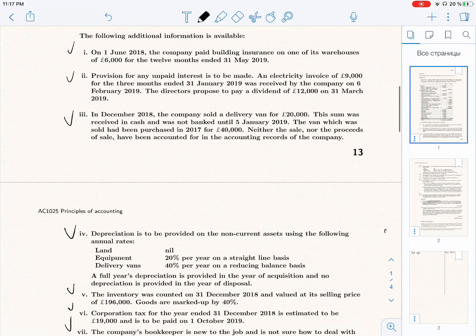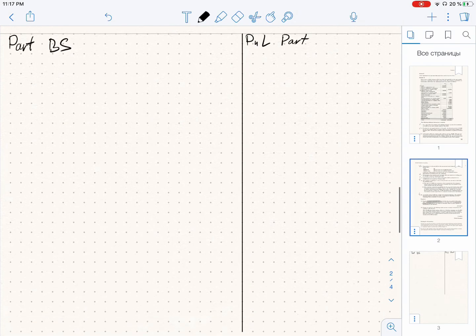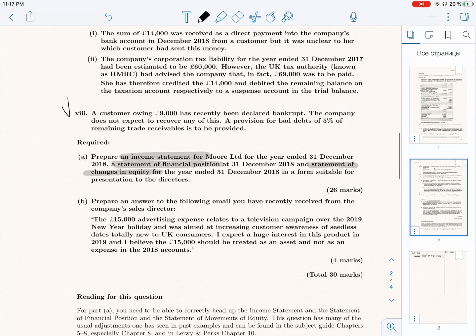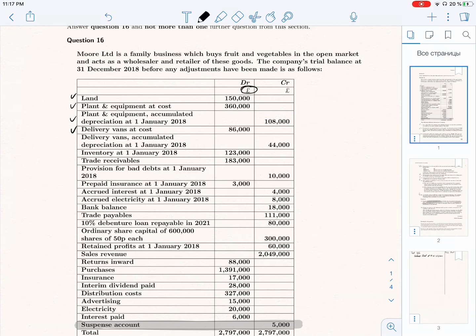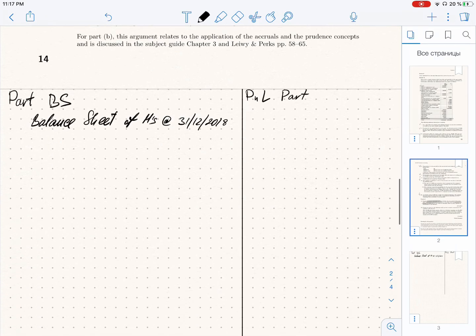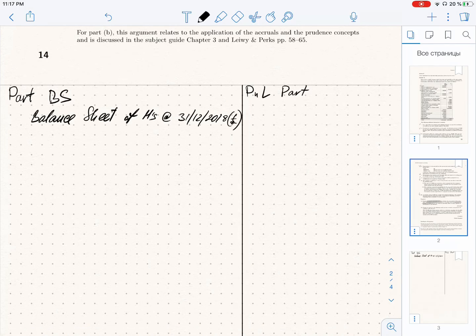So let's start. Here I would draw a template of balance sheet. Balance sheet should have a name, date, and currency. You can call it either balance sheet or statement of financial position. You have to use the company's name. I remember that the first letter is M. We have to use the exact date, 31st of December 2018, and we have to state currency here. The currency which is used in trial balance is pounds. So we have to state it once at the very beginning of balance sheet.